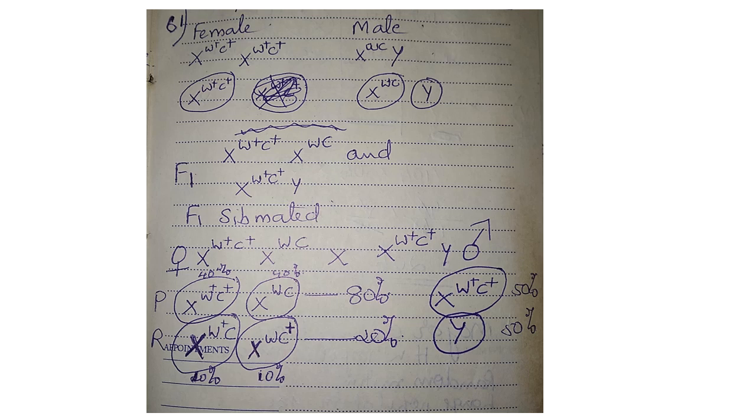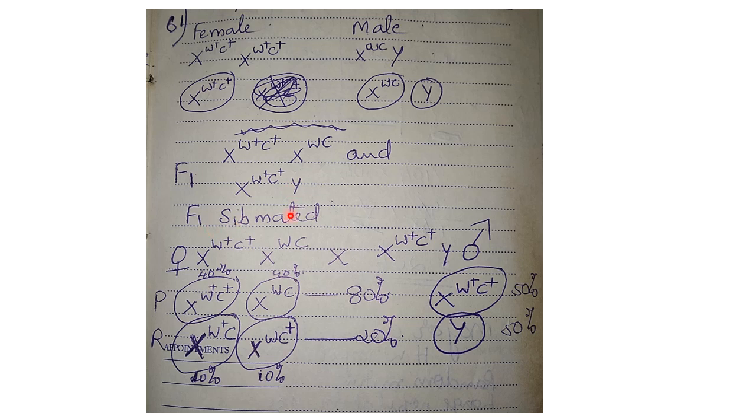So this is the female genotype X. They have told it is a wild type female and a cross-veinless and white-eyed male. So W plus C plus will be the female, and the male will be XWC and Y. The gamete for the female will be XW plus C plus, and the male will produce 2 gametes. Upon mating, you will get the F1 progeny as XW plus C plus XWC and XW plus C plus Y.